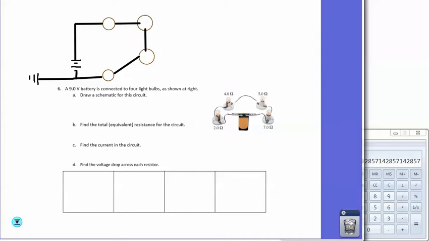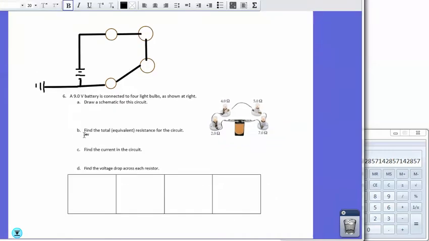What is the total equivalent resistance of this circuit? Well, the total equivalent resistance in a series circuit is just the sum of all the resistors, because the electrons all have to pass through it. So in this case, it's going to be 2.0 plus 4.0 plus 5.0 plus 7.0, which is 18 ohms. So our total resistance is 18 ohms for this circuit.